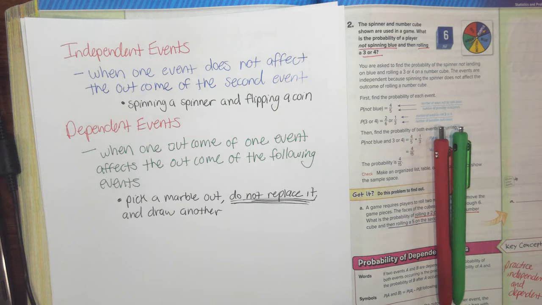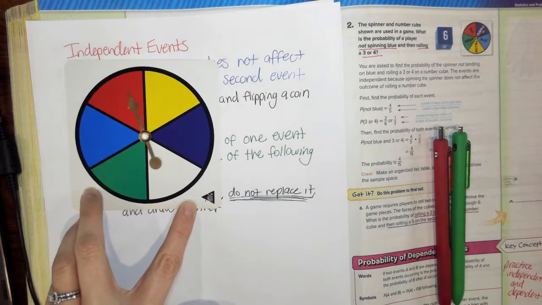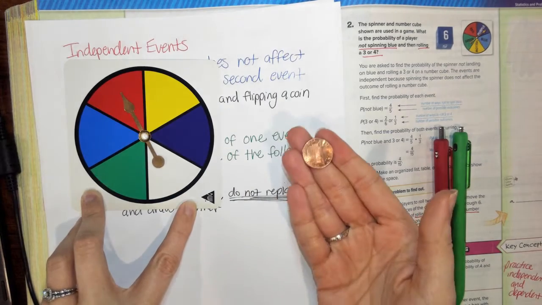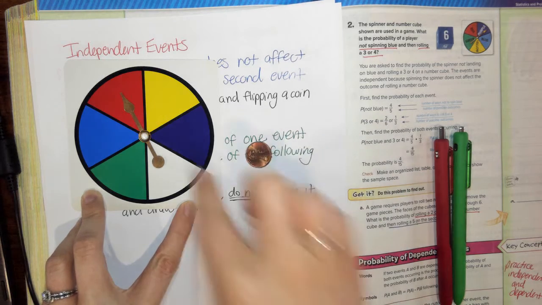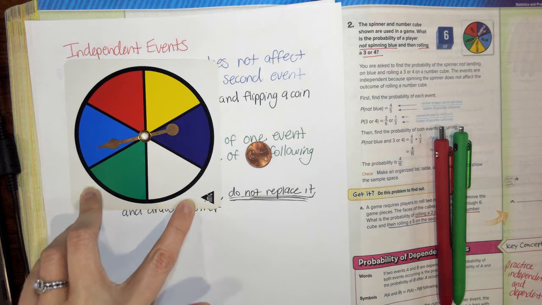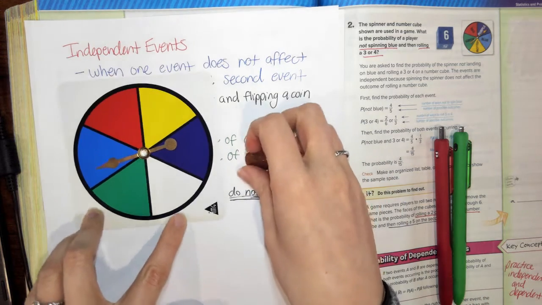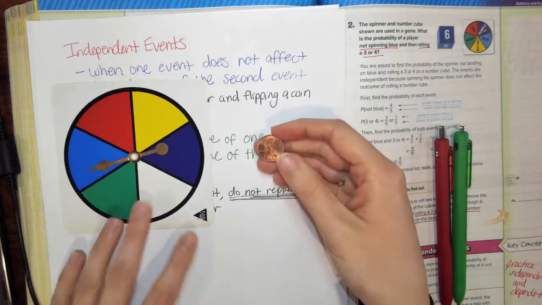So an example of that is spinning a spinner and then flipping a coin. Now, the reason these are independent events is because whatever I spin on the spinner has no effect on what I'm going to get, heads or tails, on the coin. Okay? It doesn't mean that if I would have gotten blue that I would have gotten tails instead. They do not affect each other at all. That means they are independent from each other.